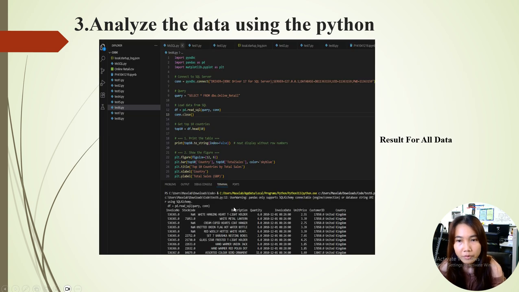This picture shows the results for all data. Here you can see the results. It includes invoice number, stock code, description, quantity, invoice date, unit price, customer ID, and country.